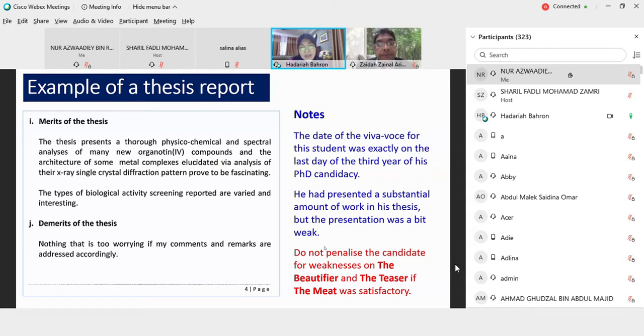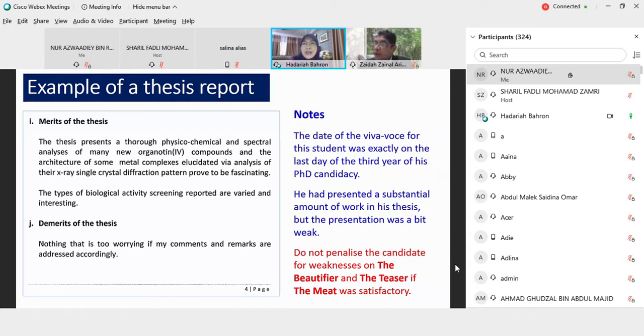So yes, luckily the chairman listened to me during the Viva, and the student did not fail the PhD, but he did have to do a lot of repair work in his thesis. Yeah. So the point that I want to tell young examiners are, do not get too carried away.